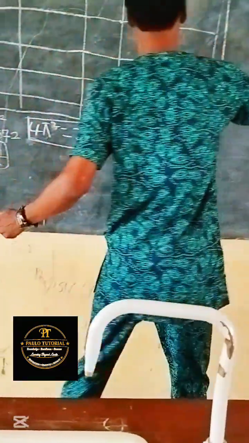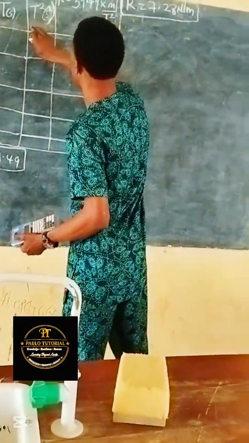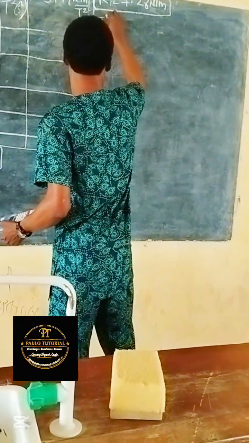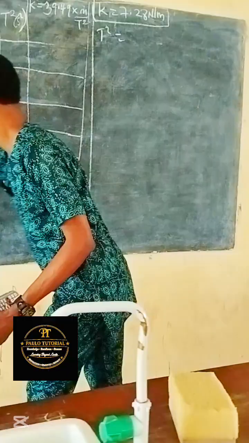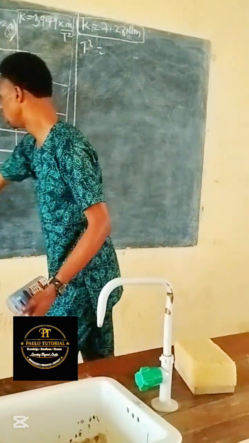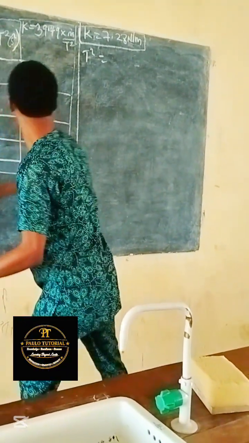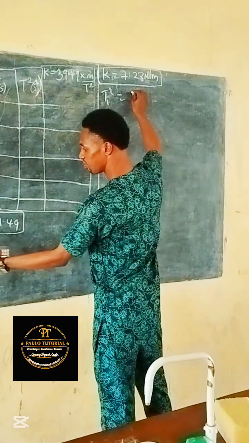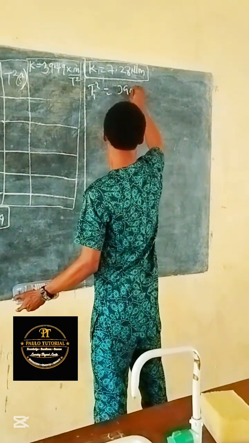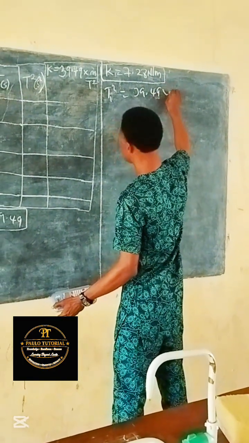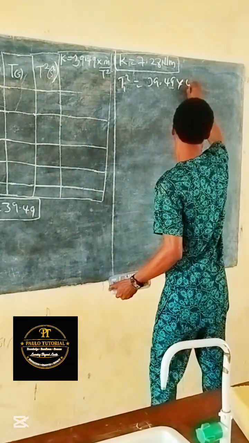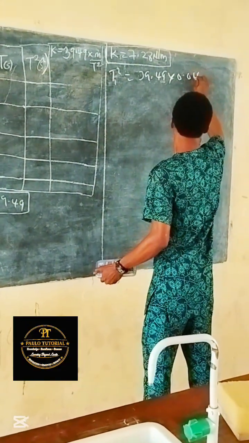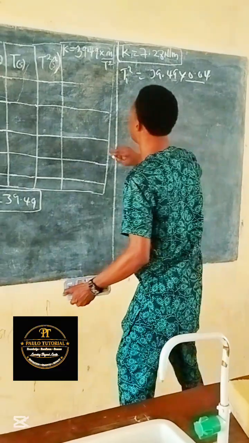Now I'll start from number one. First, I want to get my t square, the first one, using my formula. What formula will I be using? I'll be referring to this formula. Please take note. So my first t square will be 39.49 times the first mass, that is 0.04, divided by my force constant.